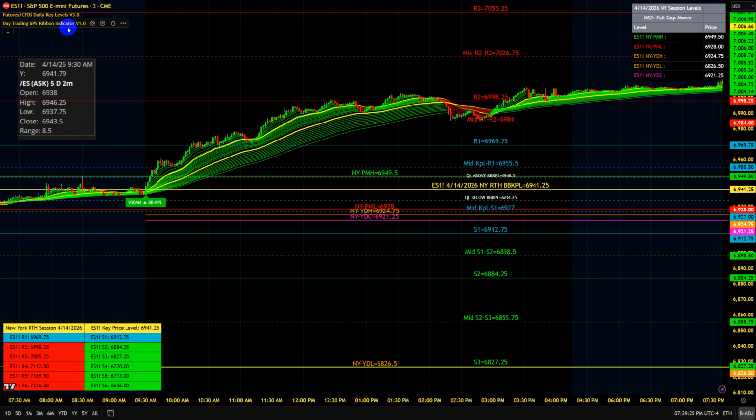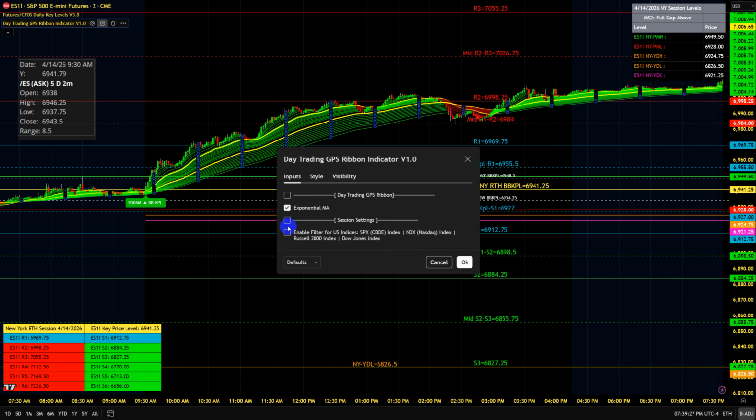This particular indicator has a filter for indexes because they're subject to extreme gap ups and gap downs, because they don't trade in the overnight session or the pre-market. They open up at 9:30, and so this filter compensates for those substantial gaps as far as the look of the ribbon and where it is calculating from.